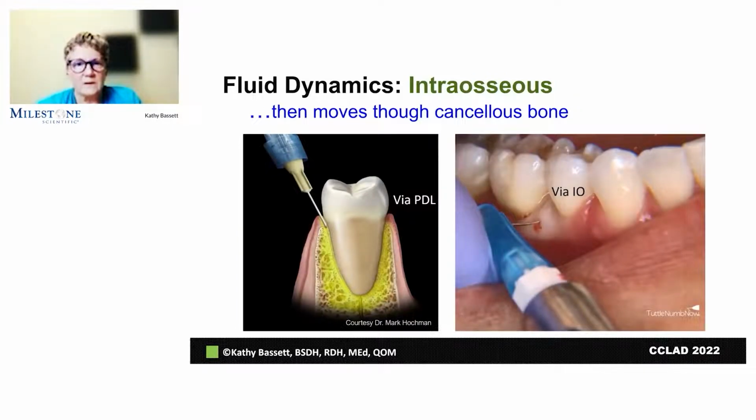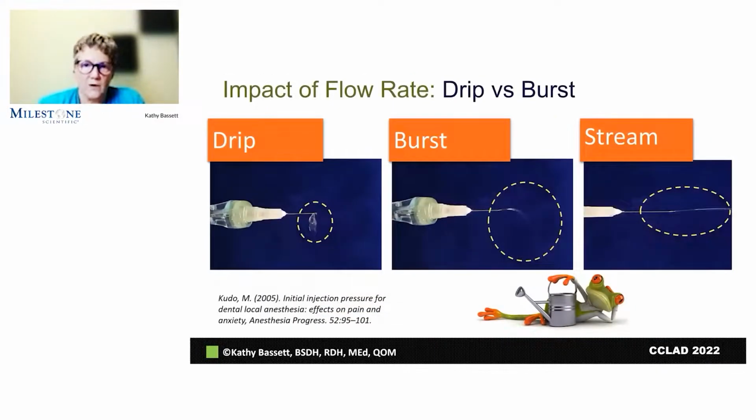Another way that we can deliver anesthetic so that it moves through the cancellous bone is an intraosseous. So this is just contrasting what your position would be to deliver it via periodontal ligament injection versus deliver it via an intraosseous injection. When we look at flow rate, just think in terms of the words drip, burst, and stream. When we're going slow, and that's going to calibrate out to approximately 1 cartridge per minute, the solution is just going to come out as a nice, even, steady drip from the needle tip.